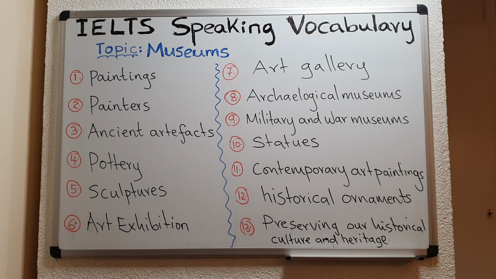The next time I visit a museum, I want to make sure that I go to a military and war museum so that I can learn more about the things that were used by the soldiers in the First and the Second World War. So there you go. That's how you use all the words in a sentence.